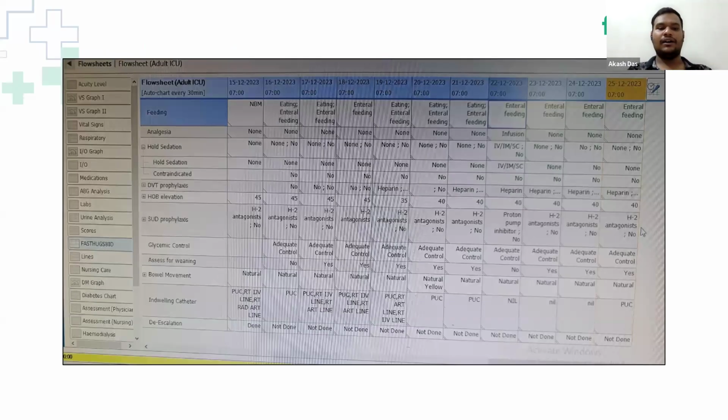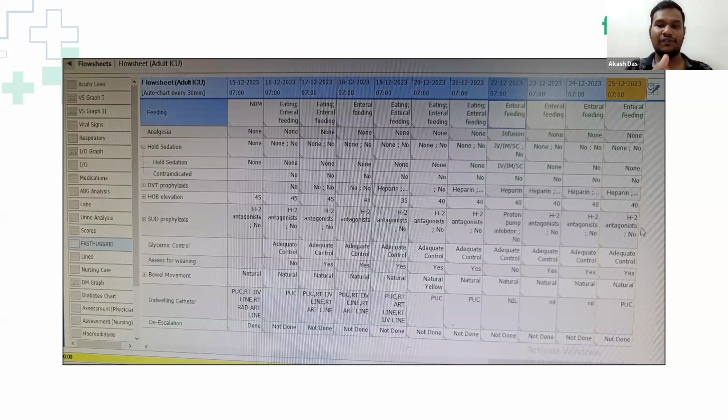So this is what my hospital's FastHug BID looks like. As you can see, this is done by the doctors, this is done by the nurses, this is done by the pharmacist also. Everybody plays a role in FastHug BID. So it is done in each shift.